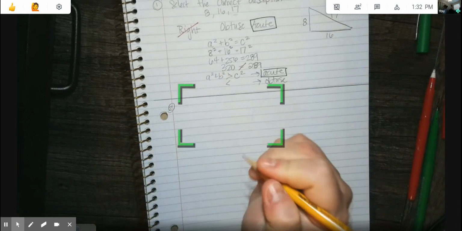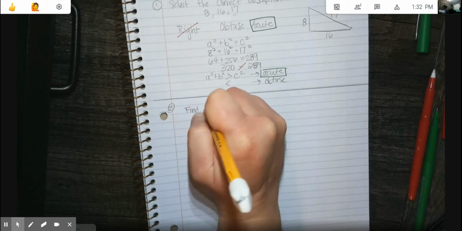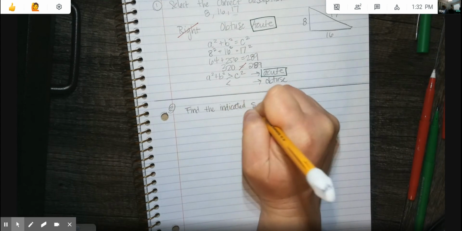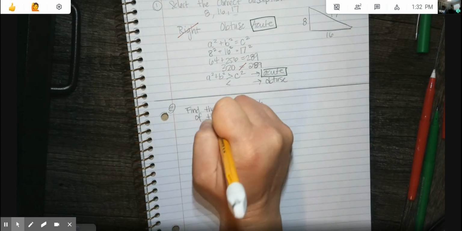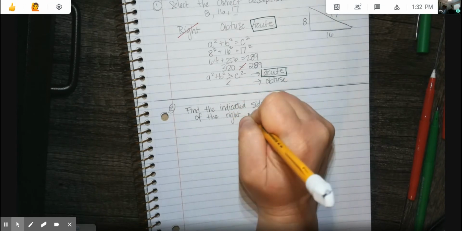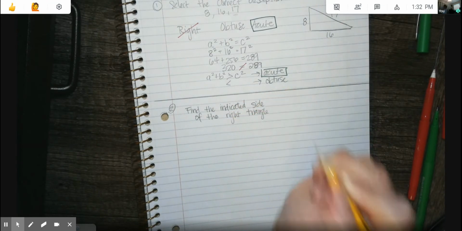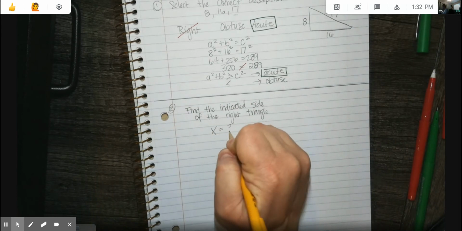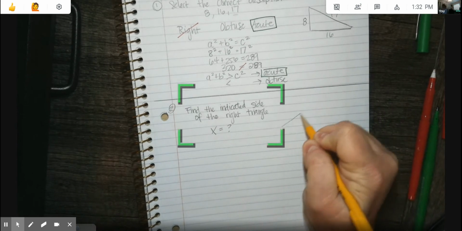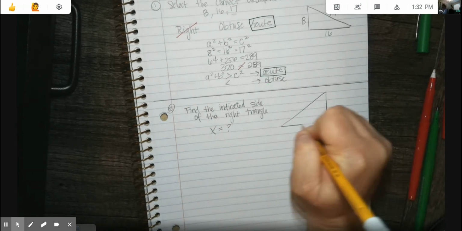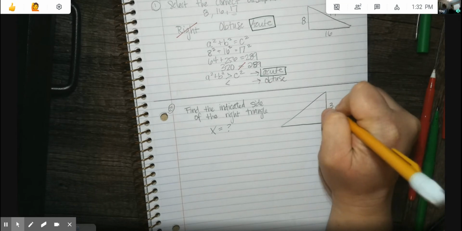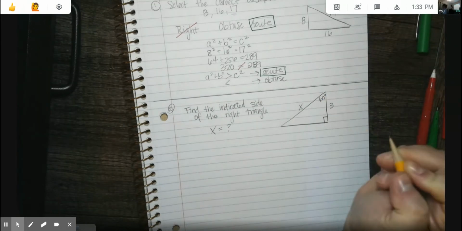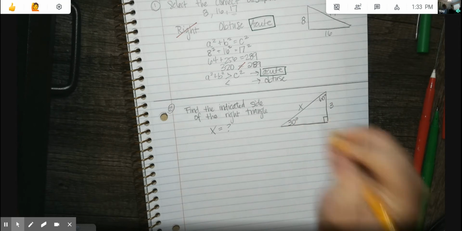Another sample problem on here is to find the indicated side of the right triangle. So they're already telling you it is in fact a right triangle, which means everything we know about our trig functions is eligible to be used here. So this question looks like x is equal to what? It gives you this known side is 3. This is 60 degrees. The hypotenuse is x, and that's 30 degrees.